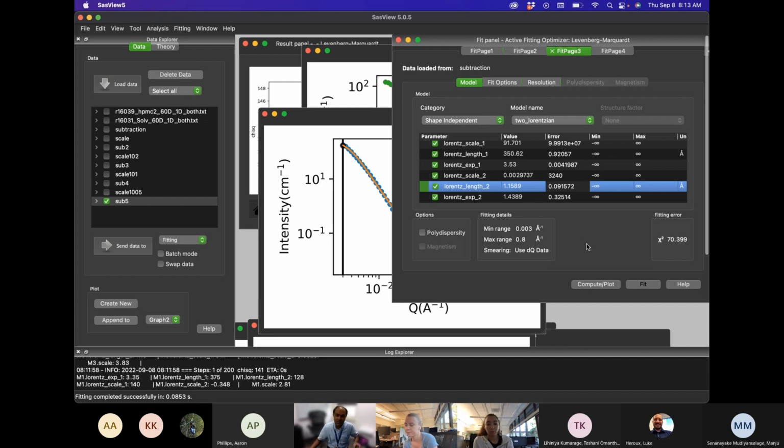Yeah, so that is the issue I face with SASView: you cannot see the individual components of your functions. Whereas in Igor, I'm able to turn on and off and see how the individual parts come together. It gives me a little more confidence.